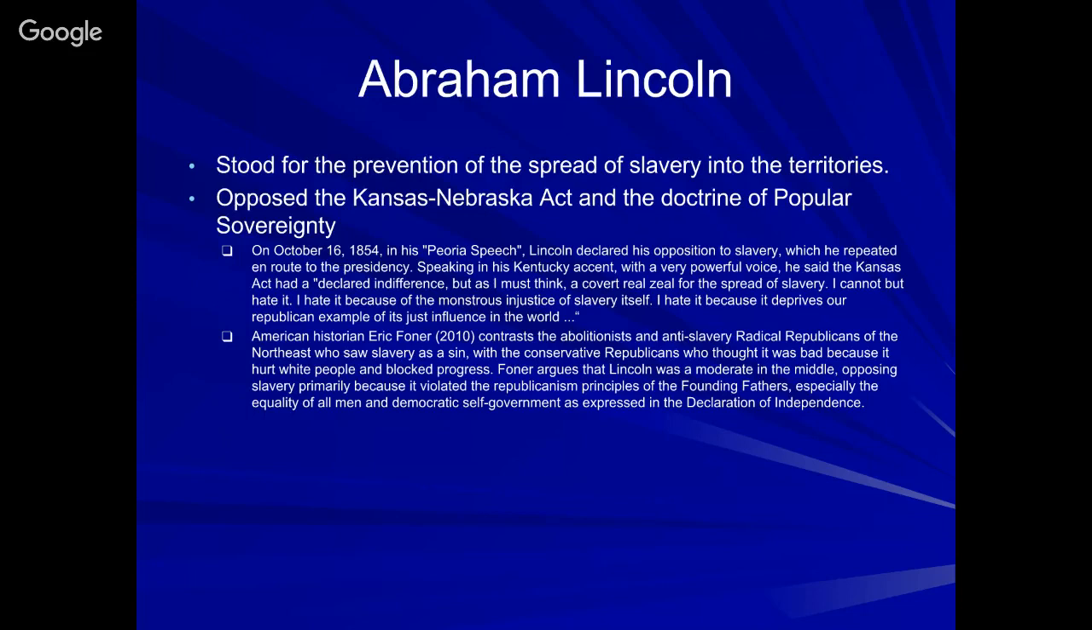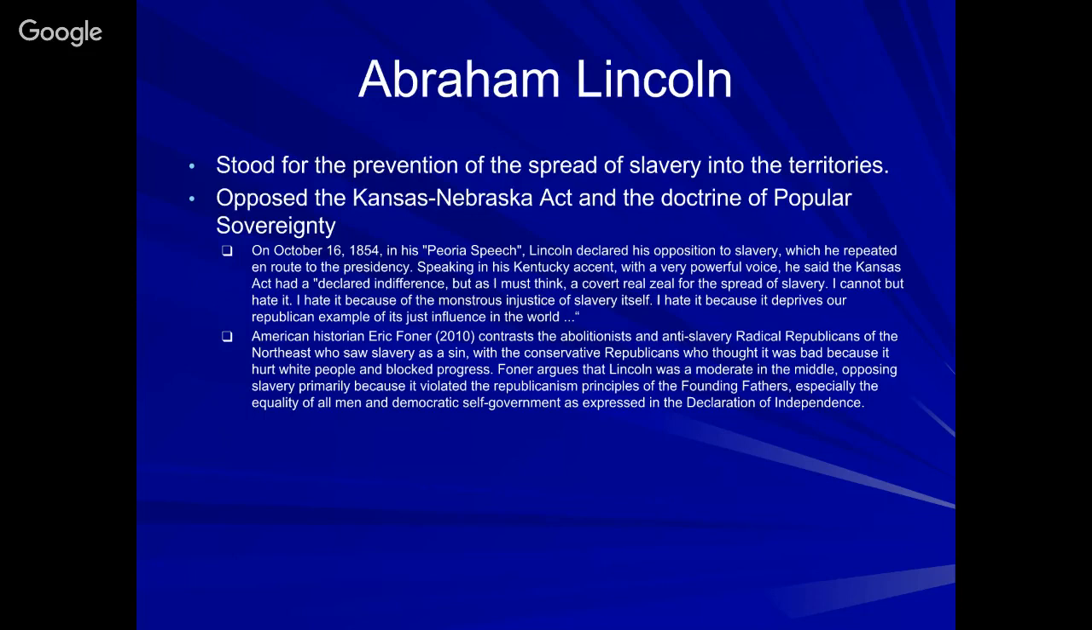American historian Eric Foner, who is actually the author of your textbook, contrasts the abolitionists and the anti-slavery radical Republicans of the Northeast, who saw slavery as a sin, with the conservative Republicans who thought it was bad because it hurt white people and blocked progress. Foner argues that Lincoln was a moderate, right in the middle, opposing slavery primarily because it violated the republicanism principles of the founding fathers, especially the equality of all men and democratic self-government as expressed in the Declaration of Independence.